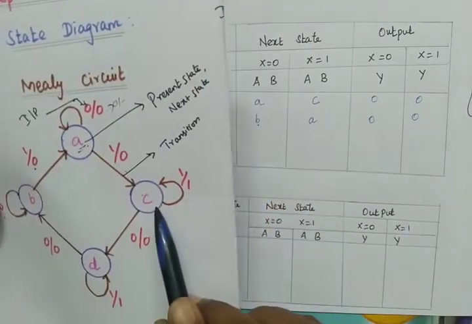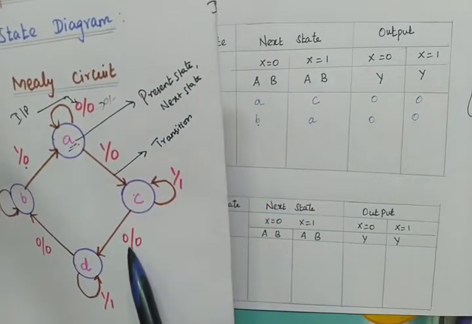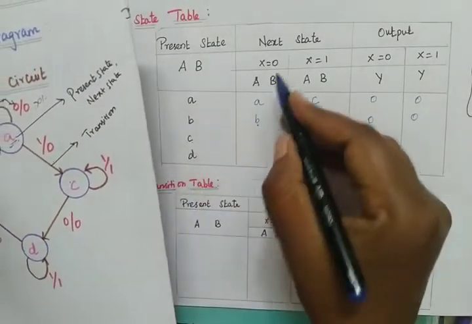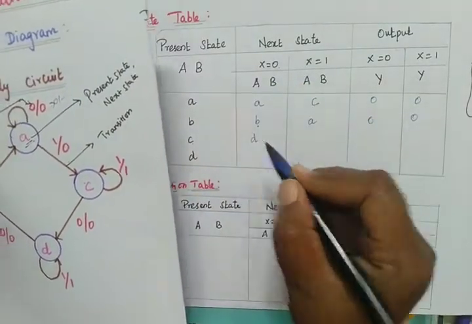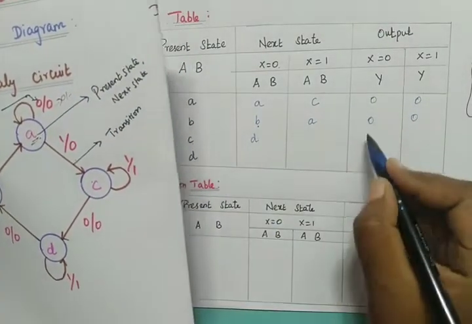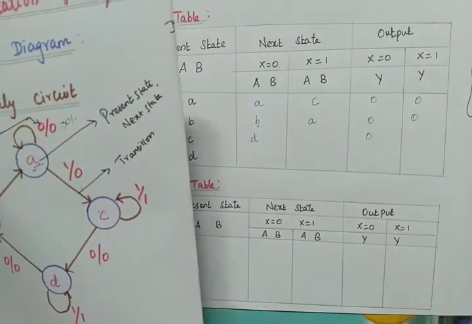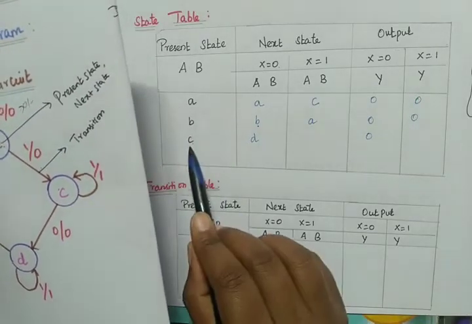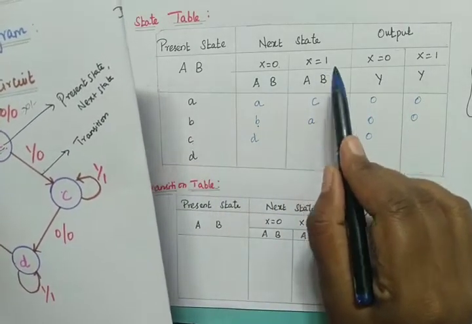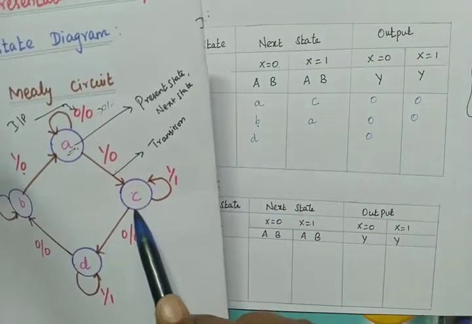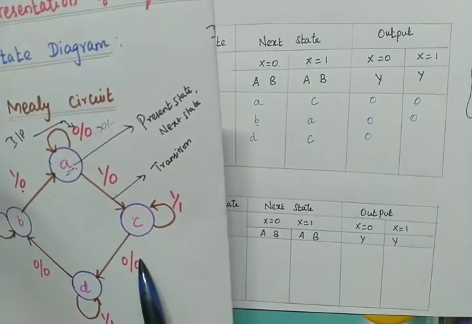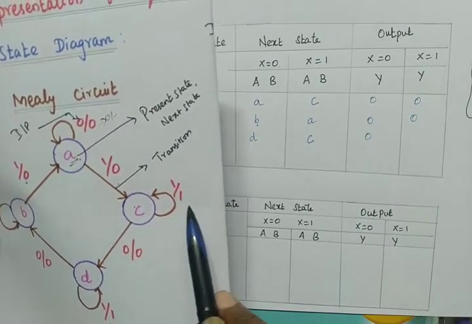Next, C. When the input is 0, it goes to D. And the output for this is 0. Then C, when the input is 1, it remains in the same state, C. And what is the output? Output is 1.